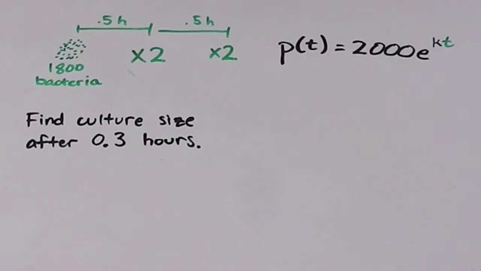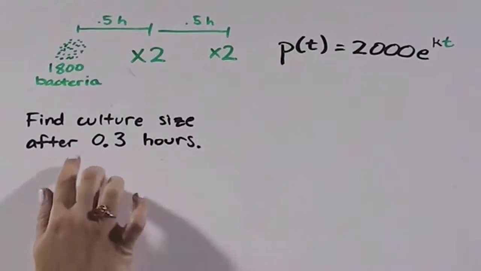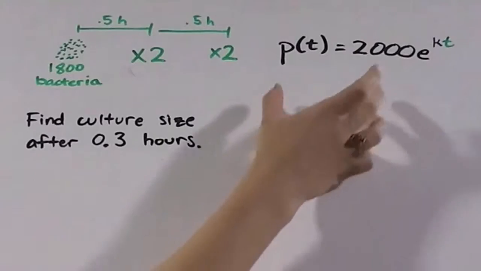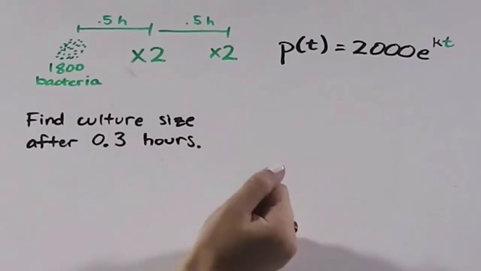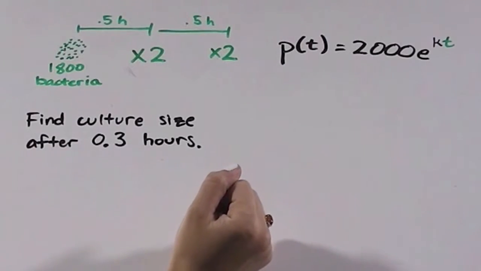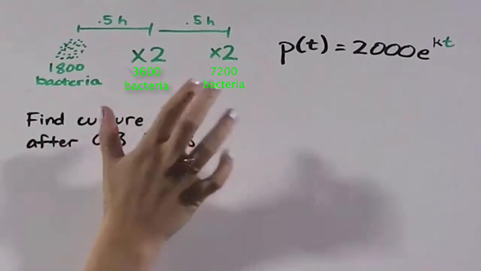Guys, problem 8 from the pre-calc exam asks us to find the culture size after 0.3 hours given this model of growth for 1800 bacteria to start with. And we're told that they double every half hour.